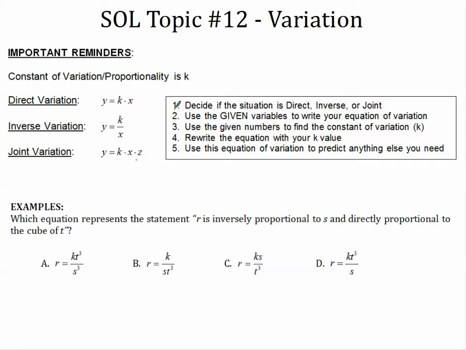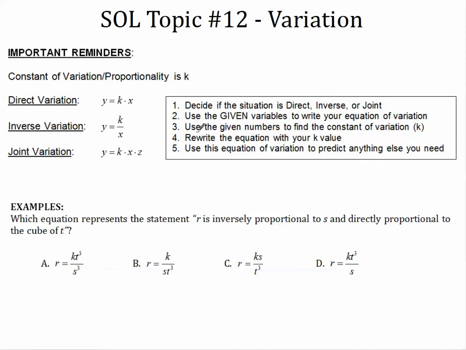Here are our steps. Number one, let's decide if the situation is direct or inverse or joint. That is pretty simple to do because they have to use these words in the problem. Sometimes it might say directly or inversely or jointly. Number two, let's use the given variables. They're not always going to be a y and an x. Sometimes there'll be an r and an s and a t. So use the given variables to write the equation of variation.